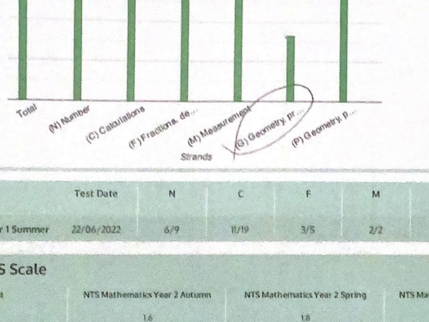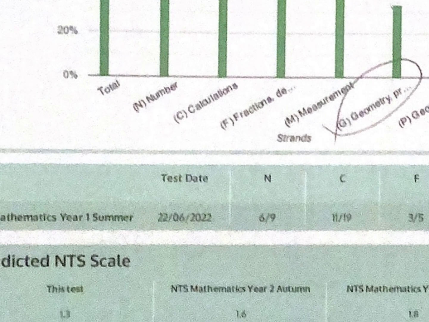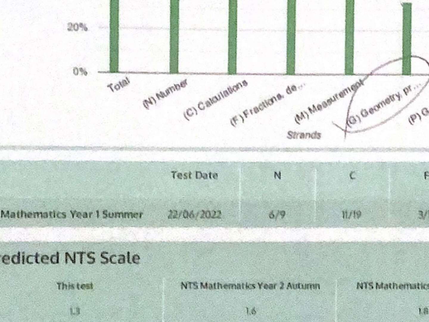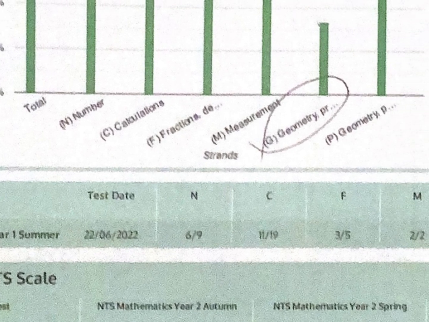Underneath the bars, we can see the mark breakdown. These letters correspond to the names on the bars above. On this test, 9 questions tested a child's knowledge of number, and you can see here that this person has scored 6 marks out of an available 9. Calculation is a really big area, and 19 marks were available in this area, and you can see that this child has scored 11 out of 19.